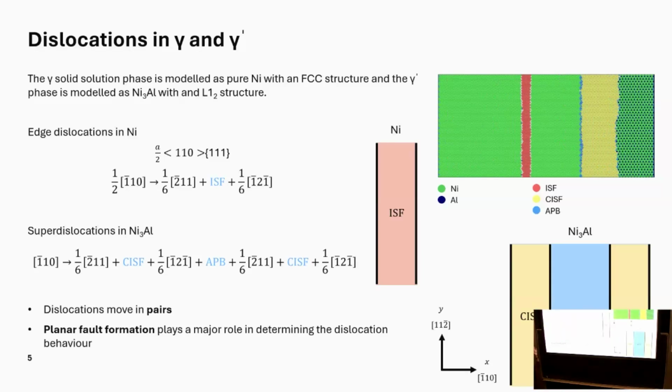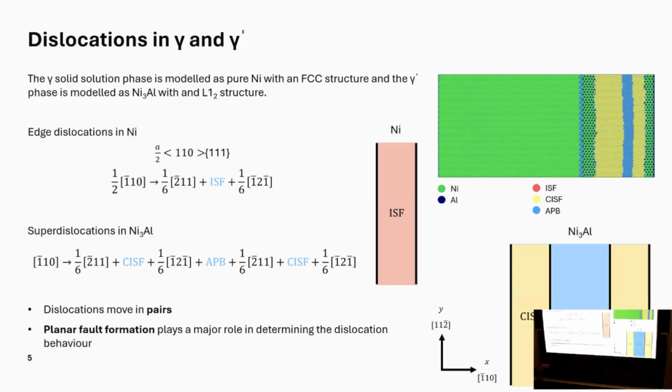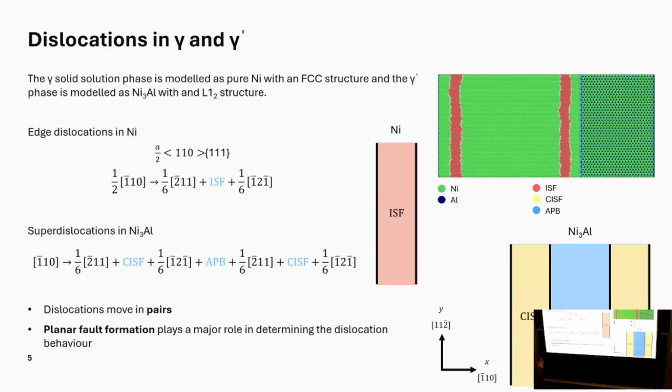So in pure nickel, these dislocations are perfect dislocations, meaning that they can move through the nickel crystal without disrupting its crystal structure. But then as they encounter the nickel-3 aluminium phase, that's no longer the case, and they can't actually enter the phase without creating another planar defect, which is this anti-phase boundary.